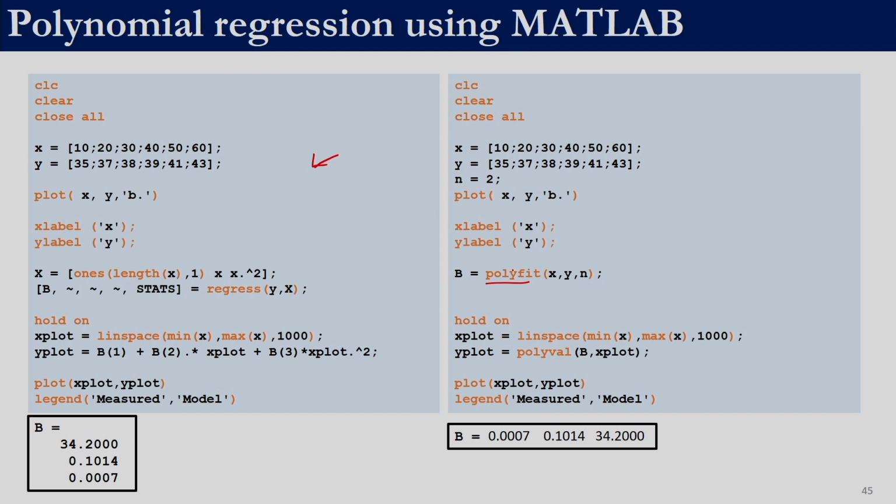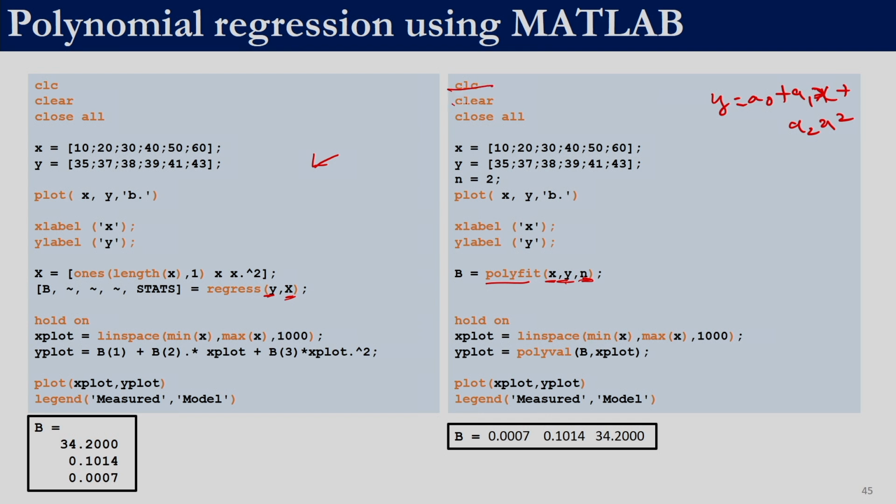The syntax for polyfit is x comma y comma n. Remember, in regress it was the dependent variable comma the independent variable, here it is the other way. First we need to give the independent variable, then the dependent variable, and the order that we want to fit. Here, if you remember, we are working with y is equal to a naught plus a1x plus a2 x square. So, we want to fit a second order polynomial, and that is the order of the polynomial.